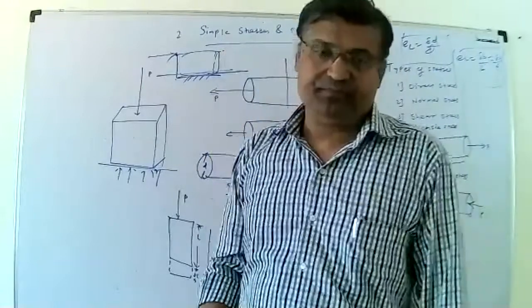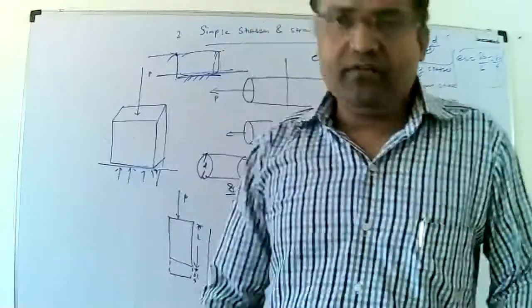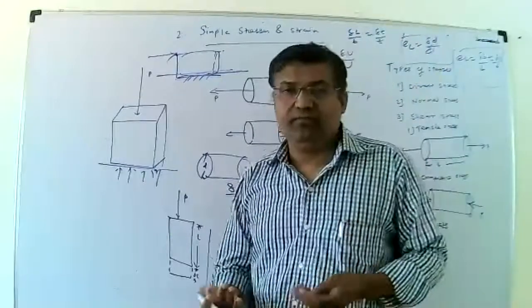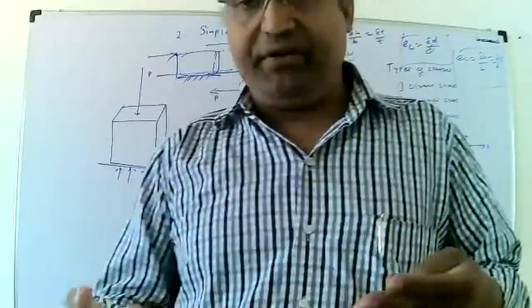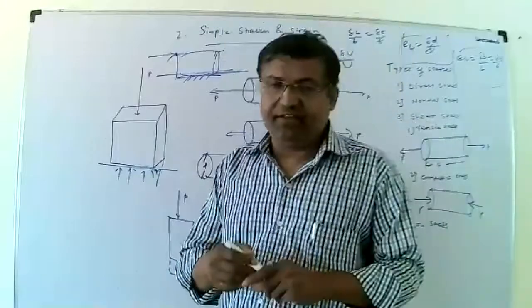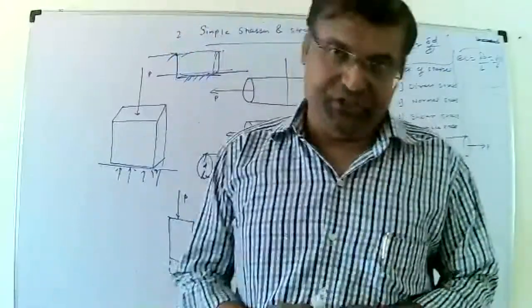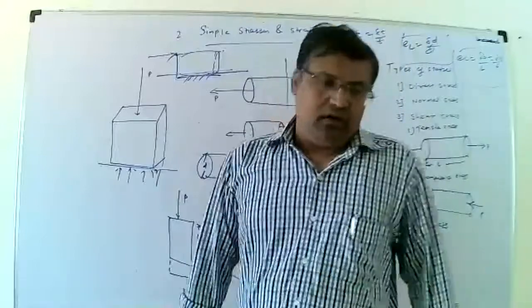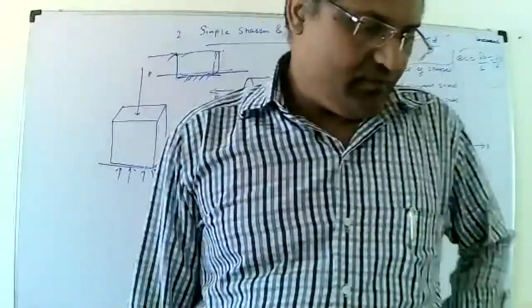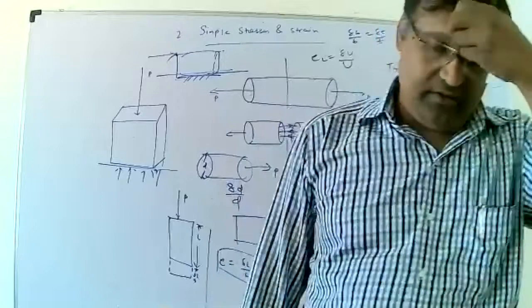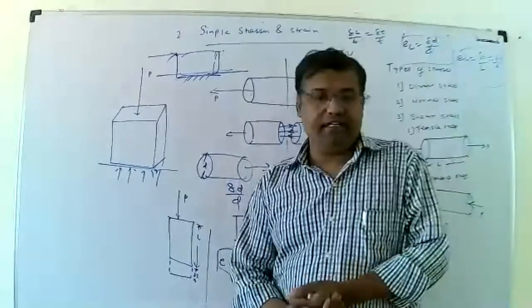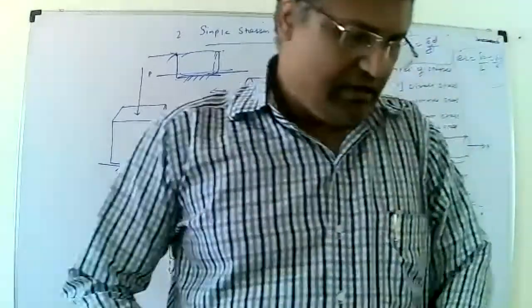Shearing will occur between the two cross-section surface areas, and at that time shear strain will be induced. This is a very simple way it is represented, by phi, shear strain.